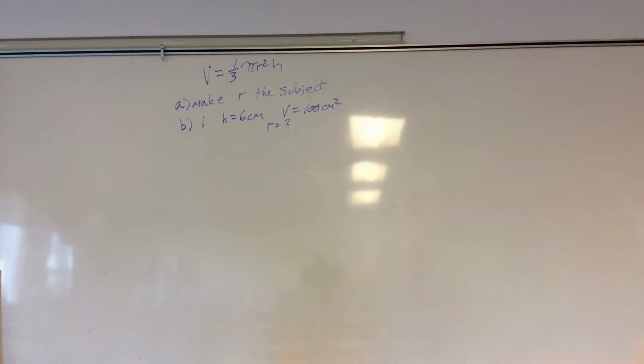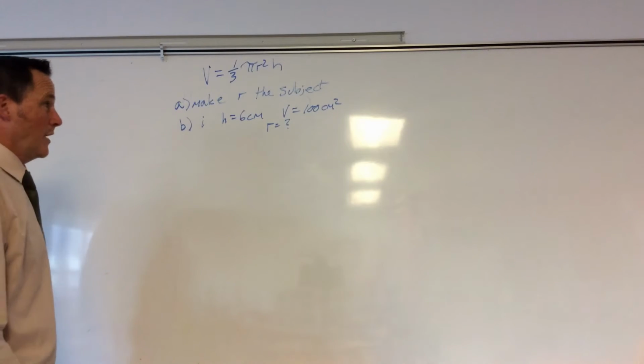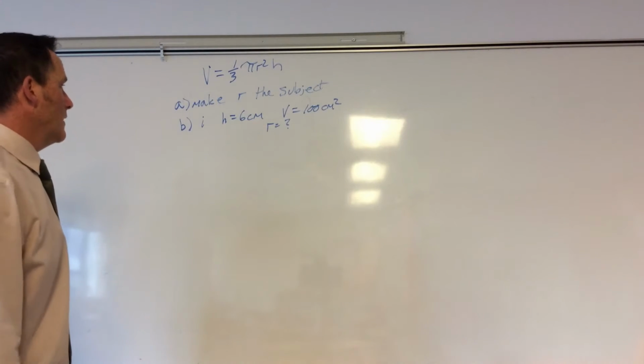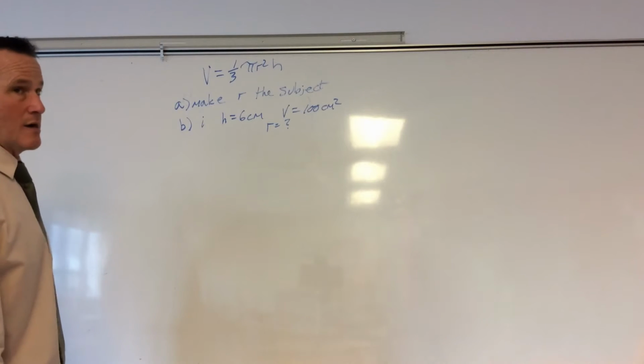Here we are. This is section D, where what we have to do in this section is all about rearrangement and substitution. I've paraphrased the example. You have the volume of a cone, which is 1/3 pi r squared h. What we need to do is make r the subject. And then we have to solve. I'm only going to do one part of it, B I, where the height is 6, volume is 100, what's r?